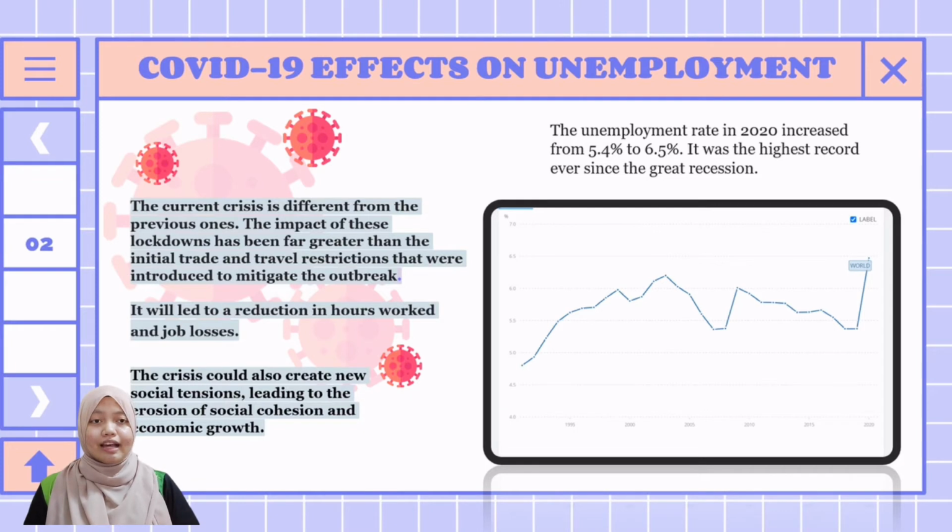Last but not least, let's take a look at the effect of COVID-19 on unemployment. Based on the graph, we can see that the unemployment rate increased significantly from 2019 to 2020. And this current crisis that we face today is very different from the previous one. Because of this lockdown, we have to stay at home to avoid the virus.